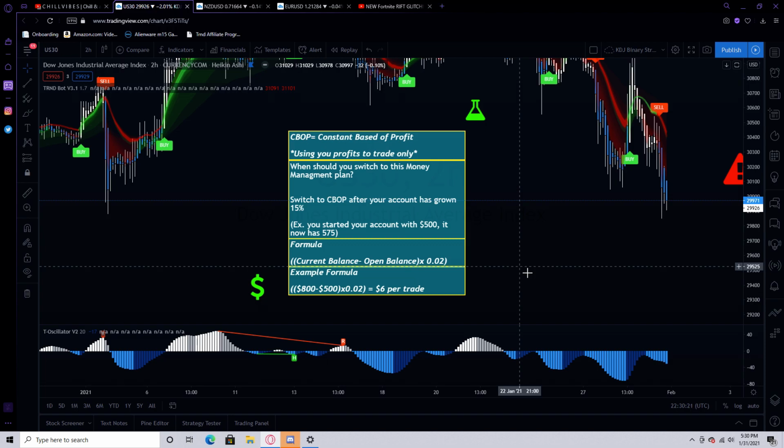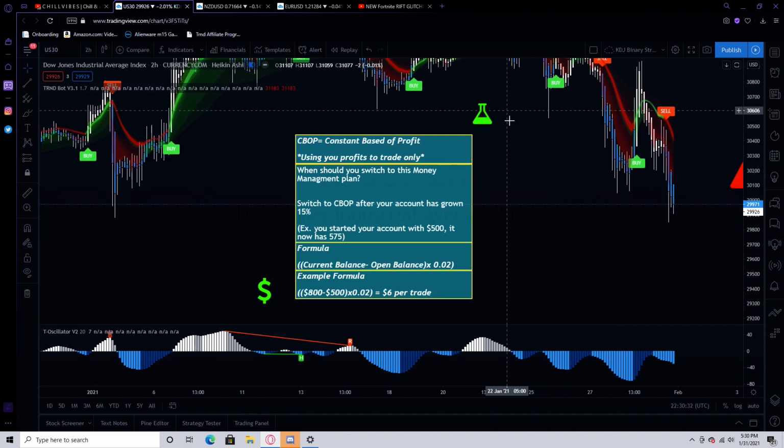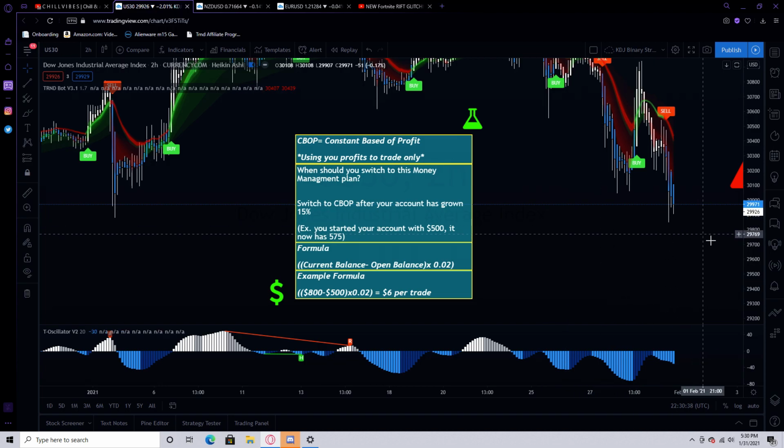So that's constant base of profit. Now you're just putting your profits on the line. You're not putting any of your main capital on the line. Very safe. Very good to test new strategies out, but you want to get that mentality in instead of using the demo. But now let's get to the next one.